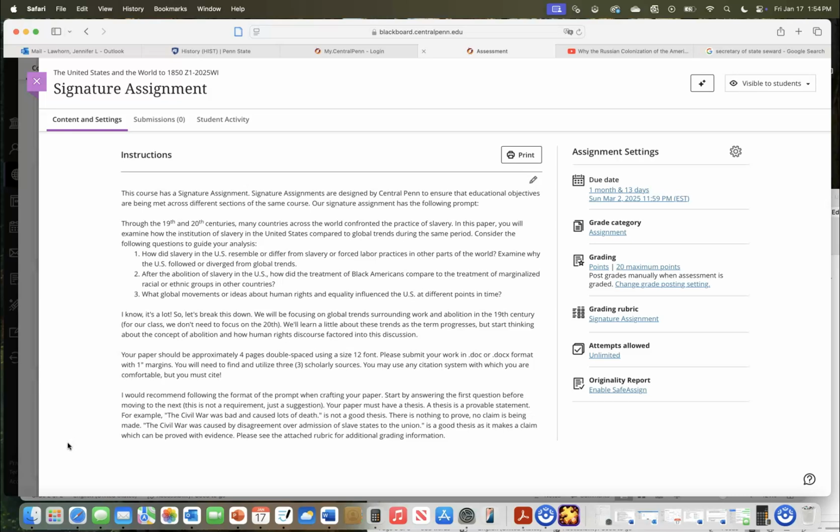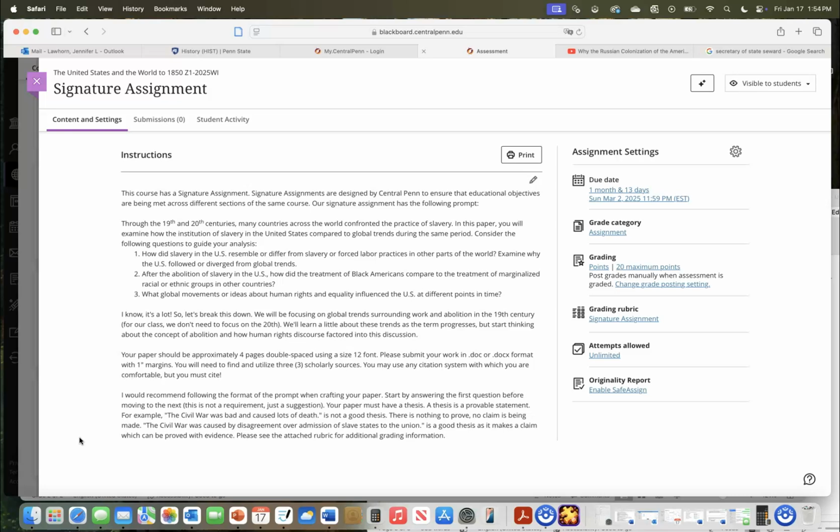Through the 19th and 20th centuries, many countries across the world confronted the practice of slavery. In this paper, you will examine how the institution of slavery in the United States compared to global trends during the same period, considering the following questions in your analysis, right? First question, how did slavery in the U.S. resemble or differ from slavery or forced labor practices in other parts of the world? Examine why the U.S. followed or diverged from global trends.